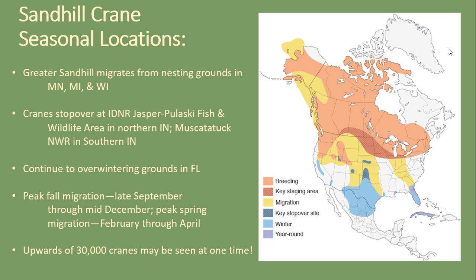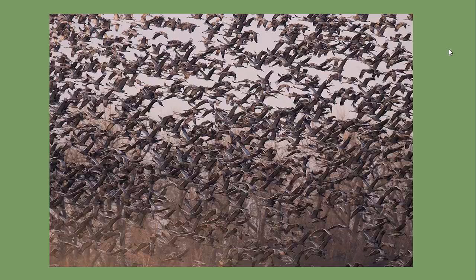Peak fall migration happens in late September through mid-December, and this is, of course, weather dependent. And that's the same for the spring migration. It's weather dependent, and sandhill cranes can start coming back as early as January, which is what we've seen here in Indiana this year. They can continue migrating up through April. And sometimes you can see just so many cranes at once, it's hard to believe.